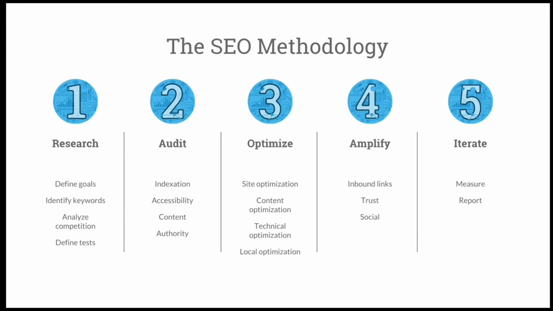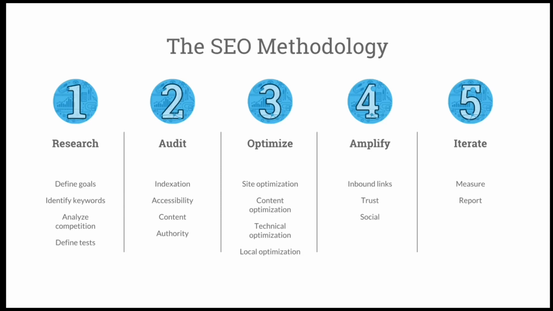Oftentimes, these two steps could be conflated and done at the same time, but nonetheless, there's a first step and a second step. Later, once you have done your keyword research and you've audited your site for the different types of issues it might have, then you want to move into your optimization. Now, oftentimes with people doing search engine optimization, they will start at step 3.